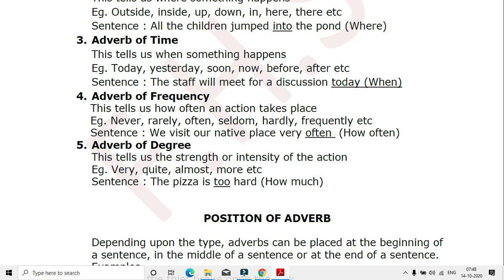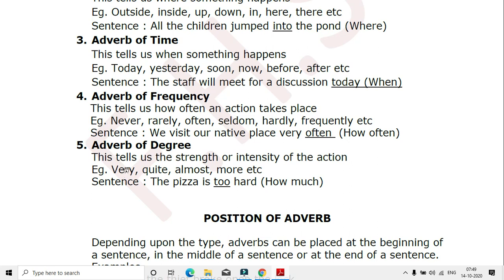Sentence: the pizza is too hard. The pizza is too hard. Hard. So you say, how hard is it? How much hard? Now I just wanted to tell you like this, see this example. Now you just saw very is an adverb of degree.